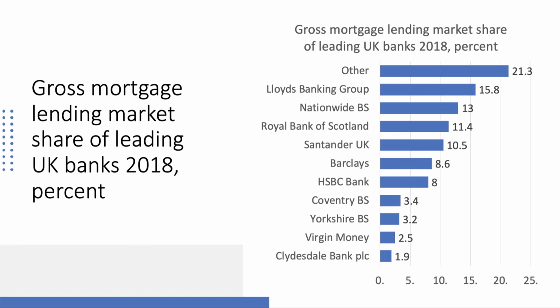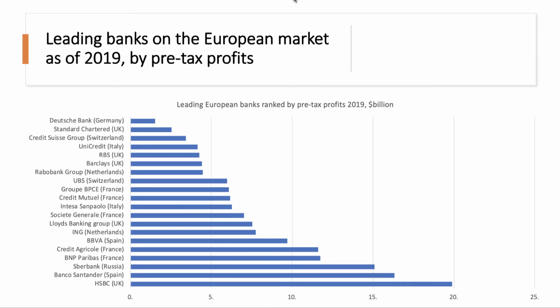The top 5 firms here, ignoring others, which lumps together lots of smaller banks, the top 5 firms clearly dominating the market with well over 50% of the total market. So commercial banking as a whole is probably best described as an oligopoly. And many banks are highly profitable.